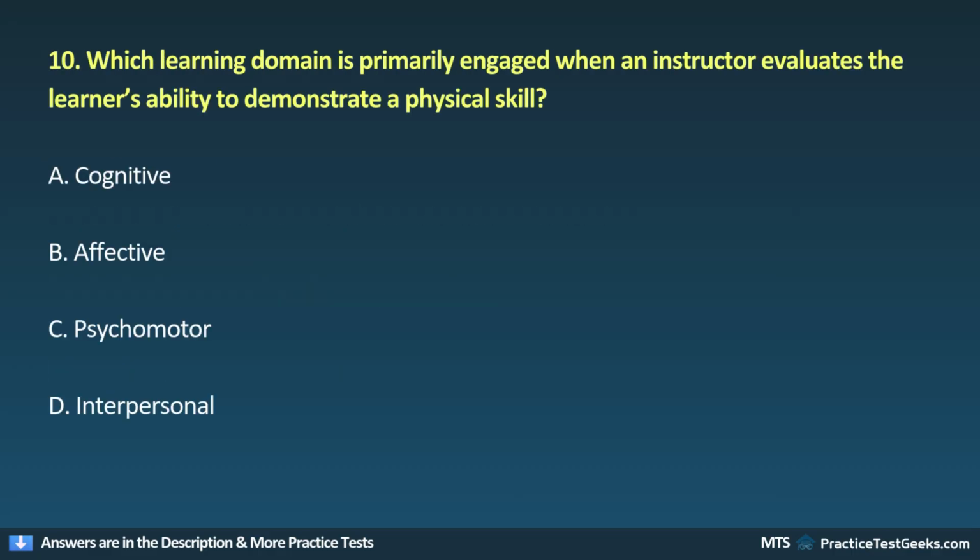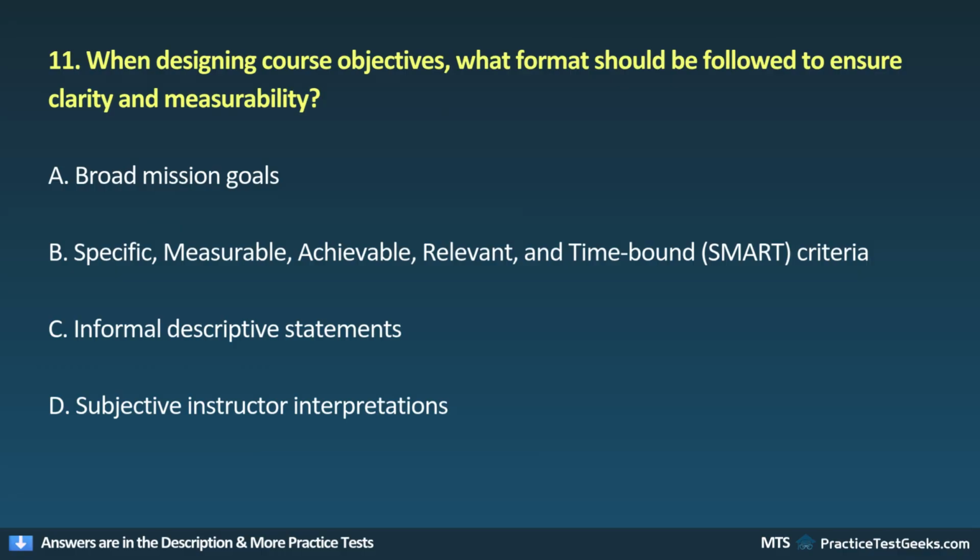10. Which learning domain is primarily engaged when an instructor evaluates the learner's ability to demonstrate a physical skill? A. Cognitive. B. Affective. C. Psychomotor. D. Interpersonal.